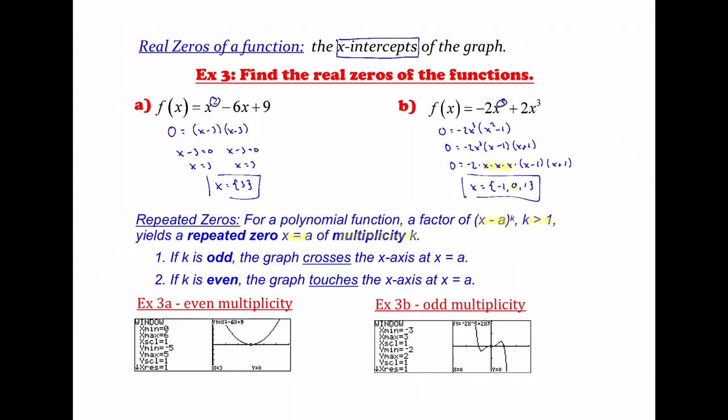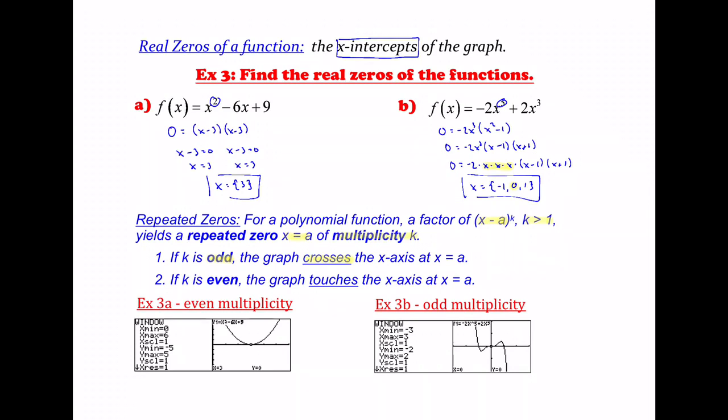When you have a repeated zero, and that factor occurs an odd number of times, the graph will cross the x-axis at x equals a. But when I say cross, I'm going to talk more specifically about what I mean, because it doesn't just cross.